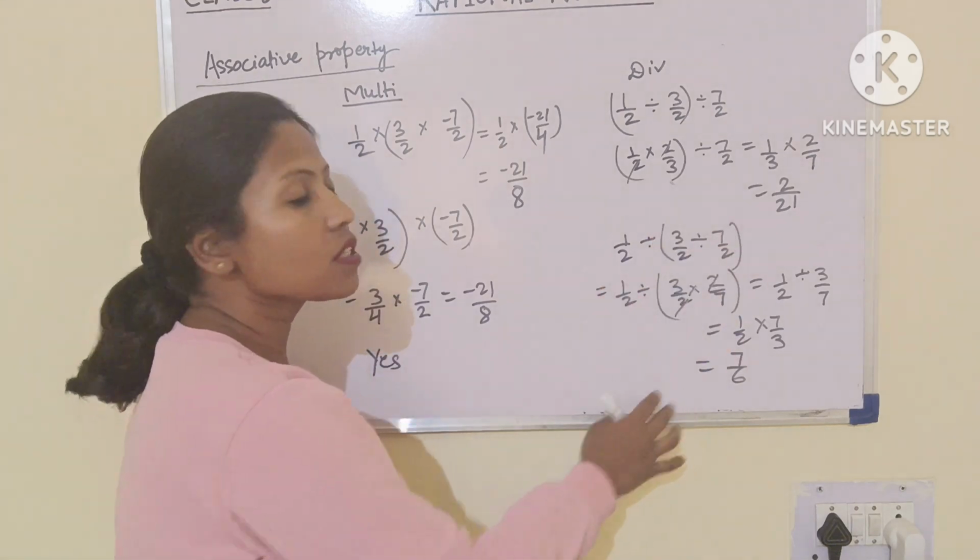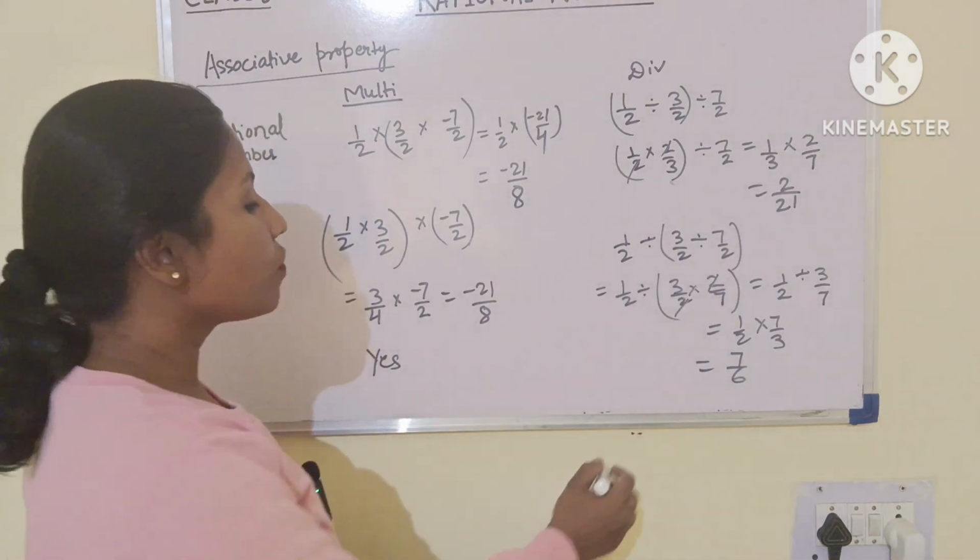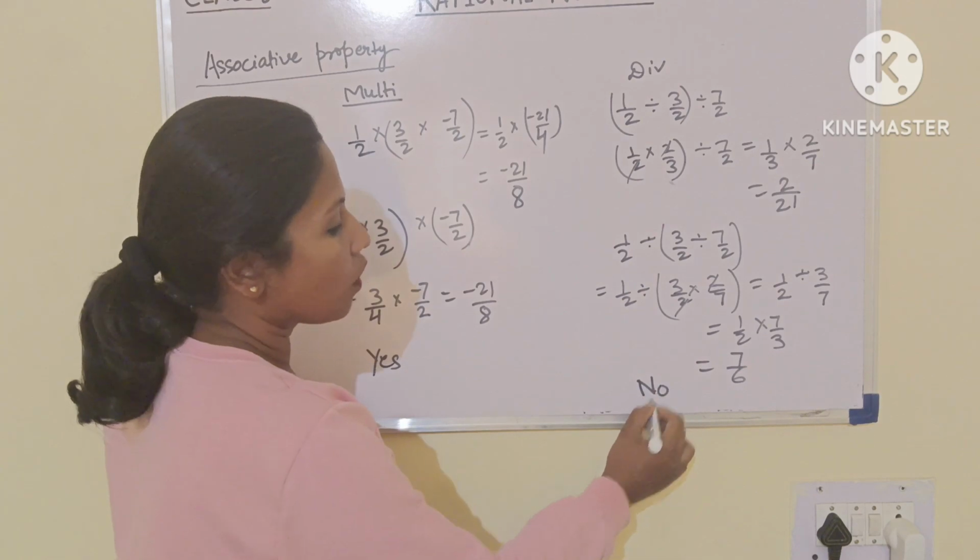So in the division, the result is different. So for rational numbers also, this is not followed.